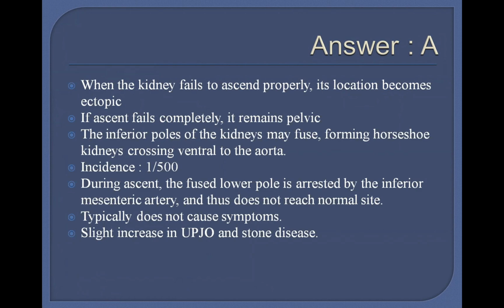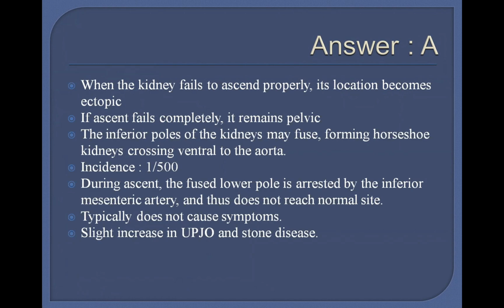So when there is a failure of the proper ascent of the kidneys, it results in an ectopic location. If there is complete failure of the ascent, it remains in a pelvic position. The inferior poles of the kidneys may fuse. This will lead to the formation of horseshoe kidneys, and this fusion will cross anterior or ventral to the aorta. Incidence is around 1 in 500. During ascent, this fused lower pole is arrested by the inferior mesenteric artery as given in Campbell, and thus it does not reach the normal site. Typically, these abnormalities do not cause any significant symptoms. However, there is a slight increase in prevalence of ureteropelvic junction obstruction, and sometimes also renal calculus disease. So, as given in Campbell, sir, I have mentioned it as inferior mesenteric artery.